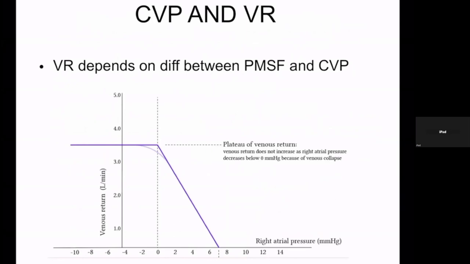So two corollaries come up with that: central venous pressure and venous return. So what is venous return? It is the gradient between mean systemic filling pressure and central venous pressure. So if CVP is high, venous return will be low. That can be extrapolated to X and Y axes. Here we can see that as the right atrial pressure decreases, venous return increases. But below zero right atrial pressure, venous return becomes a plateau. It is hypothesized that below zero pressure, because of high relative extramural pressure, there will be no venous return to the right atrium. So venous return becomes a plateau.